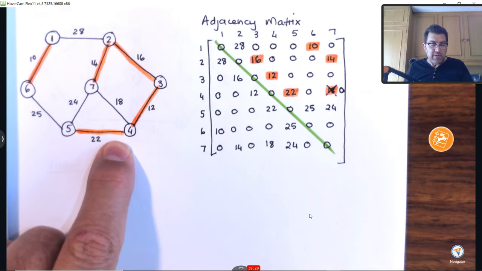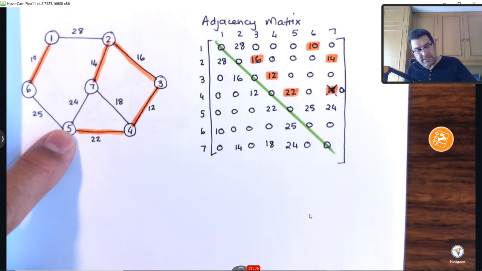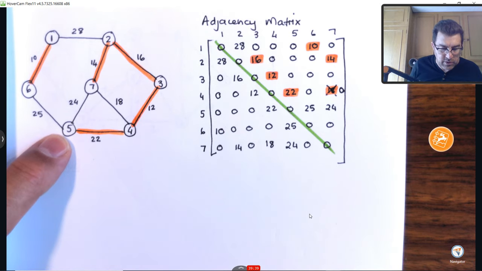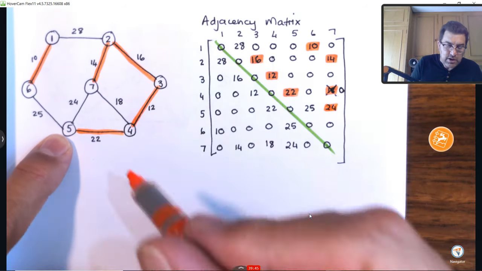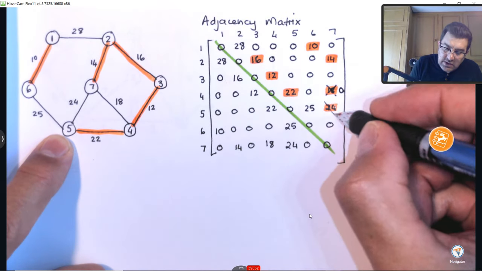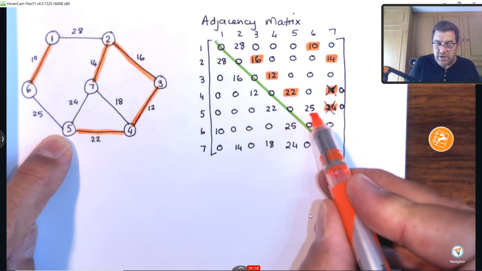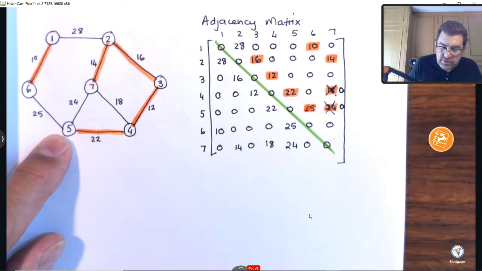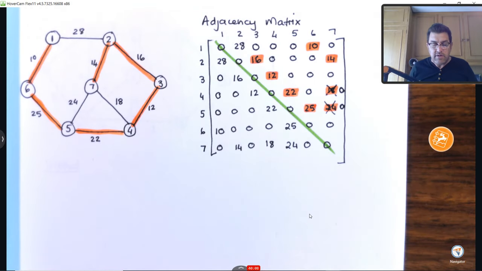So far I've visited all these vertices, so I now have a choice for my next one. If I choose 24, because it is the next highest there, 24 will connect 5 and 7, which will form a circuit. So I'm not going to use 24. The next one in my line is 25. So if I choose 25, 25 connects 5 and 6, so there is my spanning tree from my adjacency matrix.